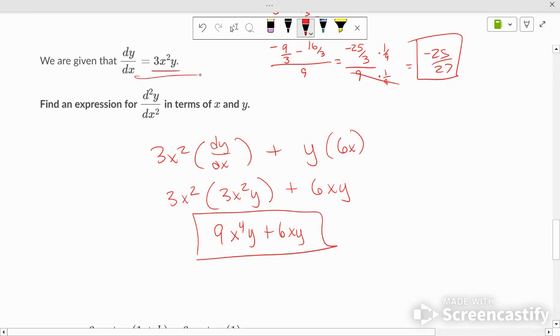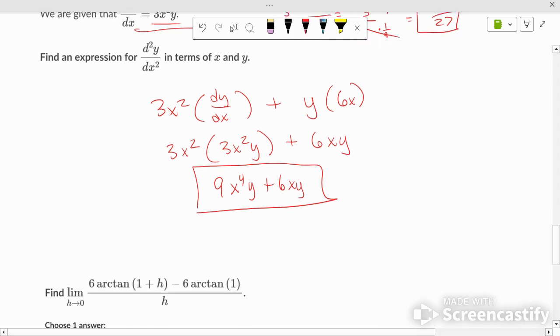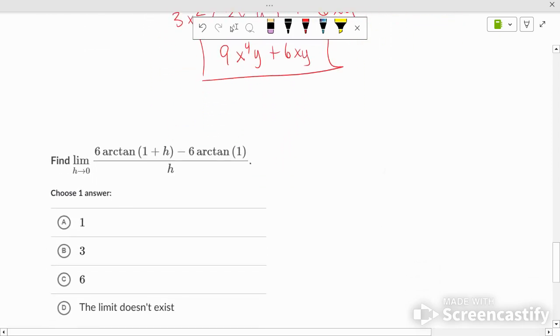Because if we already have the first derivative, the second derivative is just the derivative of that. And yeah, that wasn't too hard. Okay.